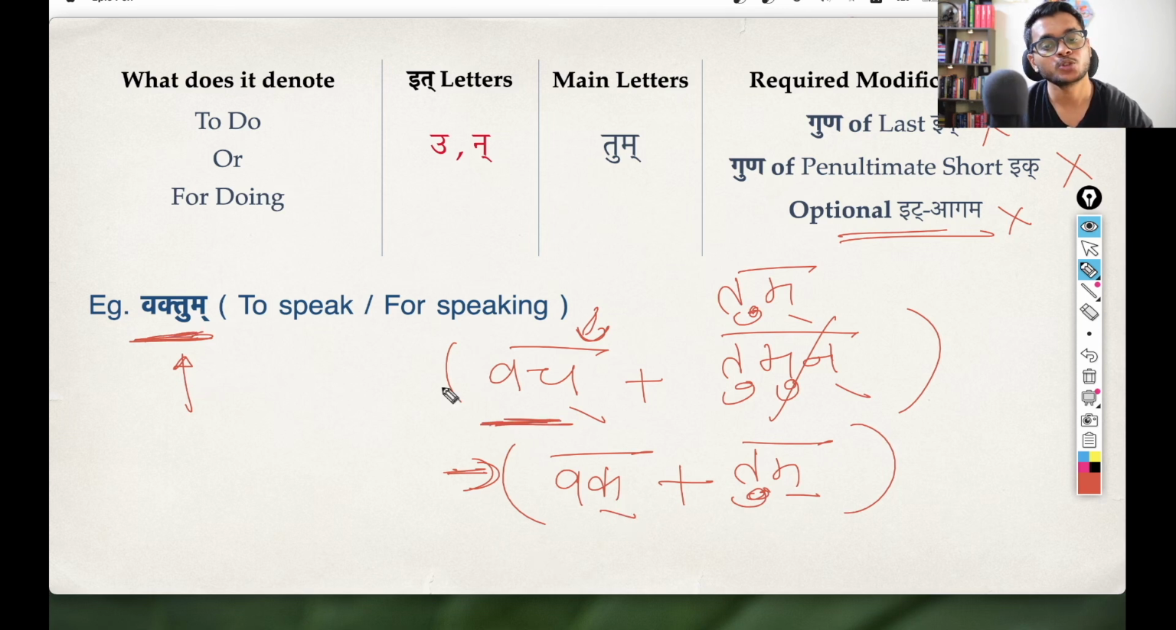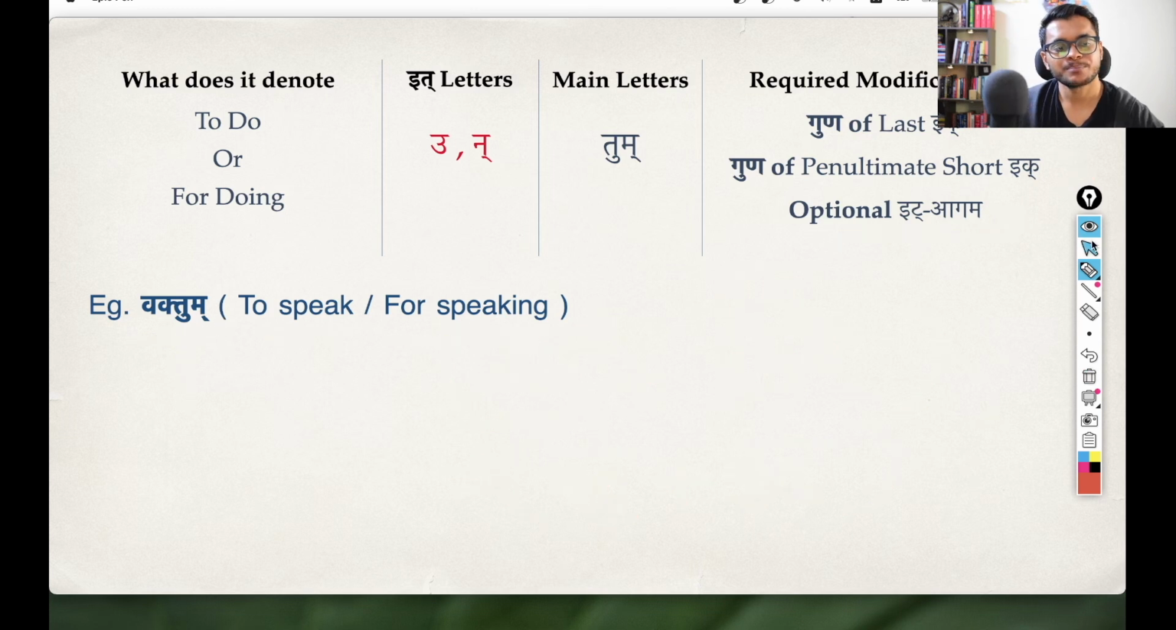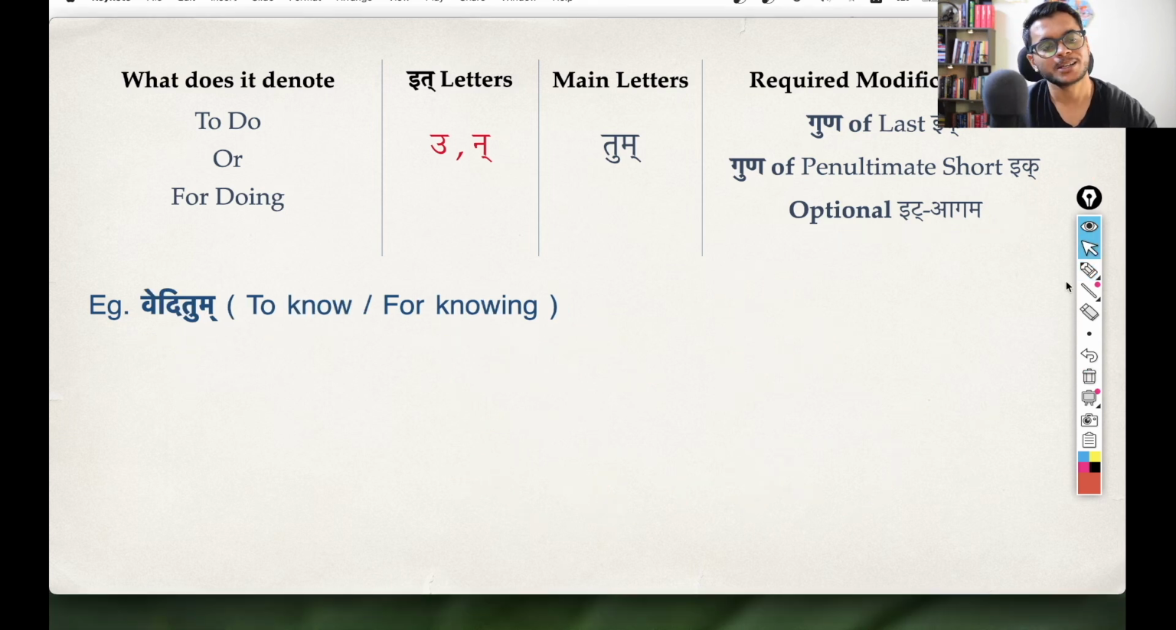So how from vach dhatu are we getting vaktum? Now you know that this sandhi is happening before combining them. So cha is changing into ka. So vaktum. I hope this example is also clear. Now let us move on and take another example.